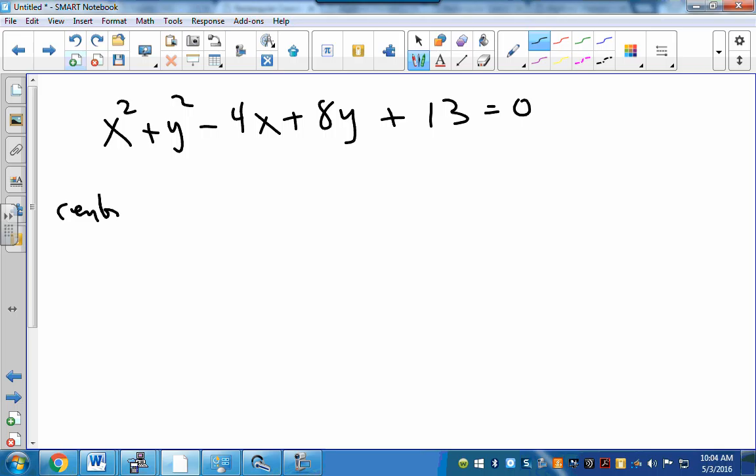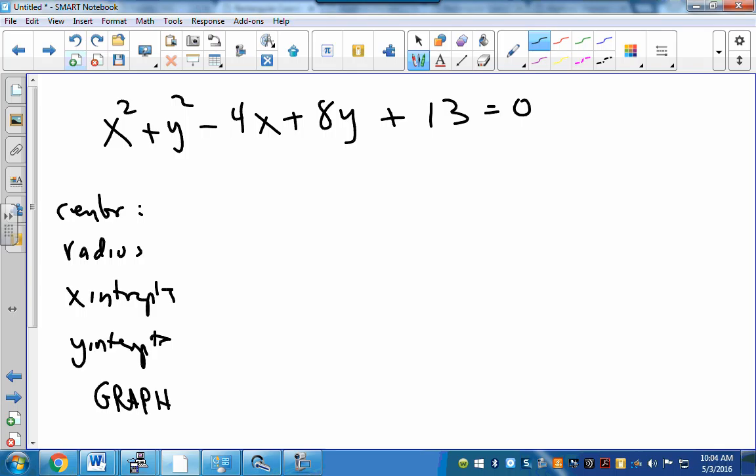Center, radius, x intercepts, y intercepts. You also might want to look at a graph. In fact, I think the graph is something you should go at really quickly.